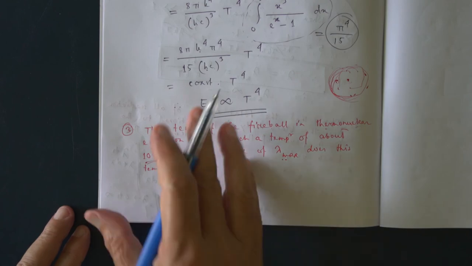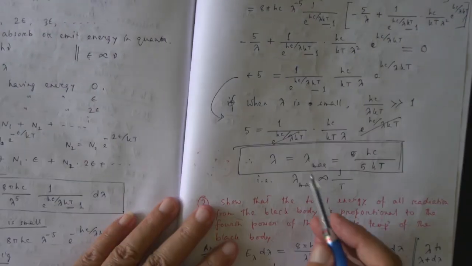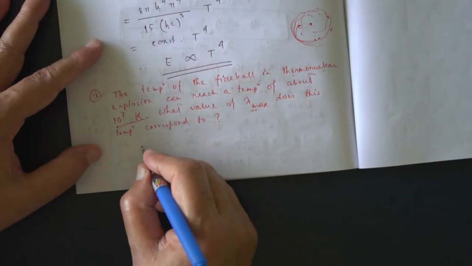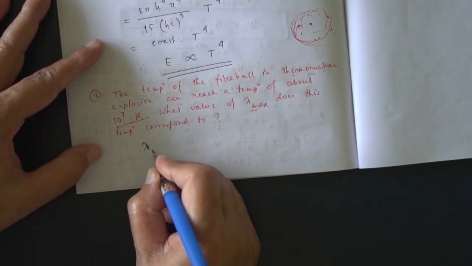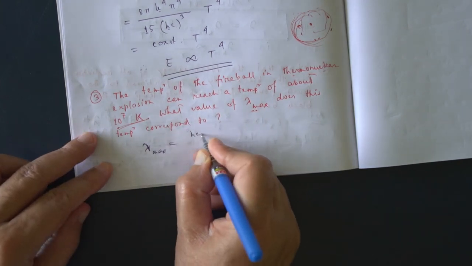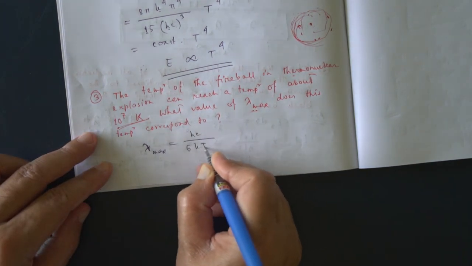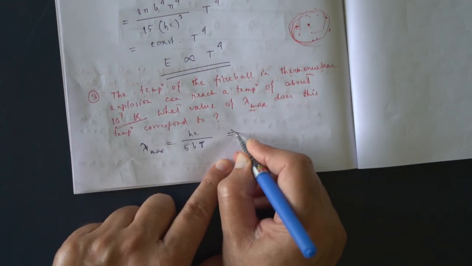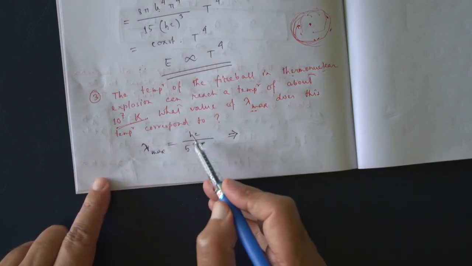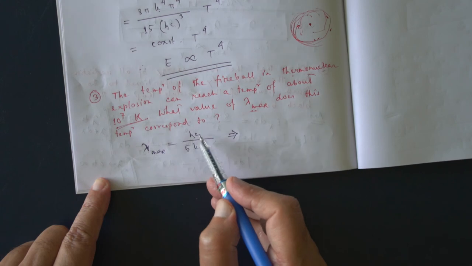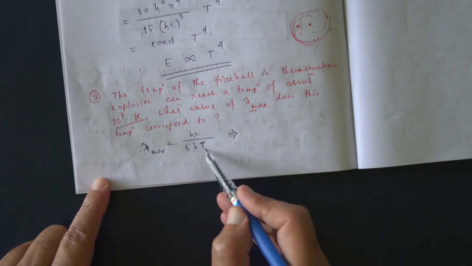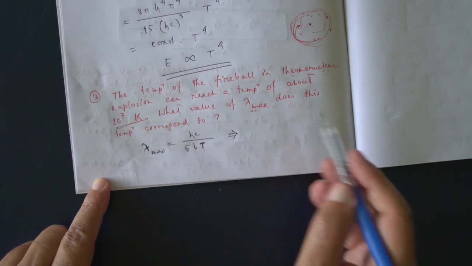Already we have done this; we have found out this relation. Lambda max equal to hc by 5 kT. From this we can find the value of lambda, because we know the value of h, Planck's constant, c, the velocity of light, and the Boltzmann constant, and the temperature is given. Everything is known, so we can calculate lambda, no problem.